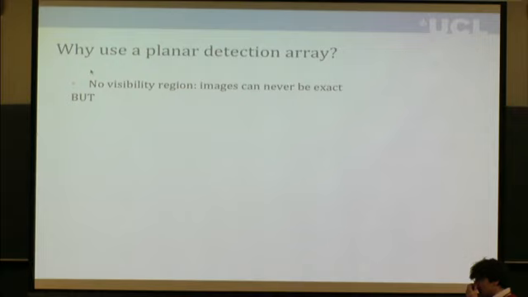Okay, now what if you don't have a visible region? I showed a couple of examples where we use, for example, a planar detection array. Why would we choose a planar detection array, which seems like a complete disaster, because there's no visible region at all, so you're never going to get the exact answer? I just wanted to explain why, in practice, we do it.